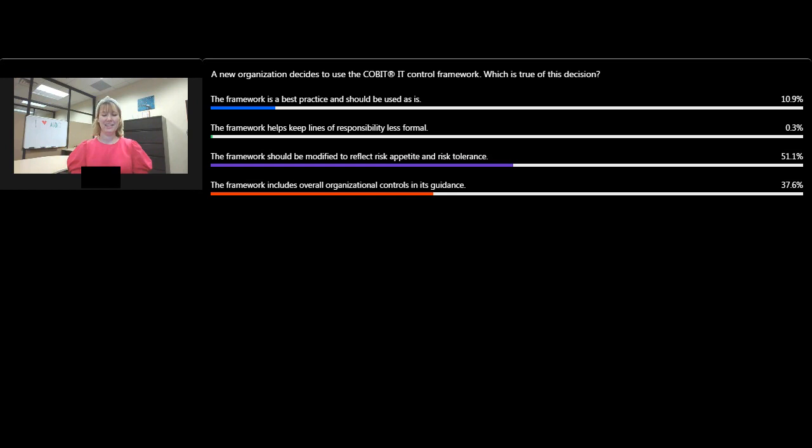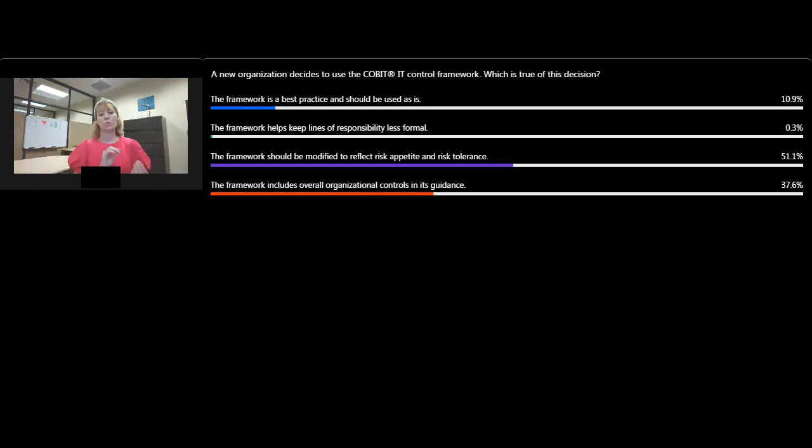So the correct answer is C. 51% of you got that correct. That is a hard question, so great job, those of you who got this correct. And we're going to talk through this one as well. The organization decides to use the COBIT IT control framework, which is true of this decision. Looks like 11% of you selected A, which is sort of a trick answer.